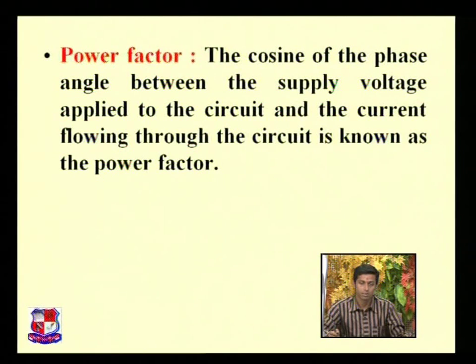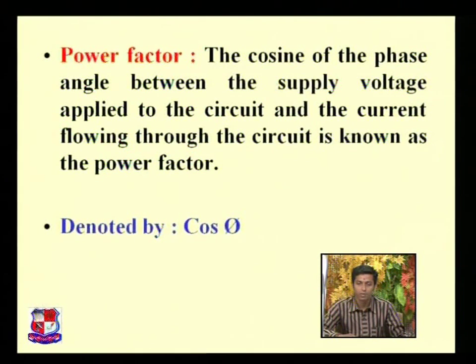Power factor. Important definition of power factor. The cosine of the phase angle between the supply voltage applied to the circuit and the current flowing through the circuit is known as the power factor. Power factor is denoted by cos phi. What is power factor? It is the cosine of the phase angle between voltage and current.